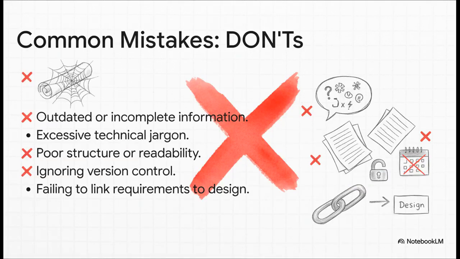And on the other side, these are the traps you have to avoid. The number one thing that kills a design document is outdated information. Seriously, misleading documentation is worse than no documentation at all. Also, avoid using super dense jargon. Don't ignore version control, and don't create a document that's impossible to read. Every one of these mistakes just chips away at the trust and value of your blueprint.